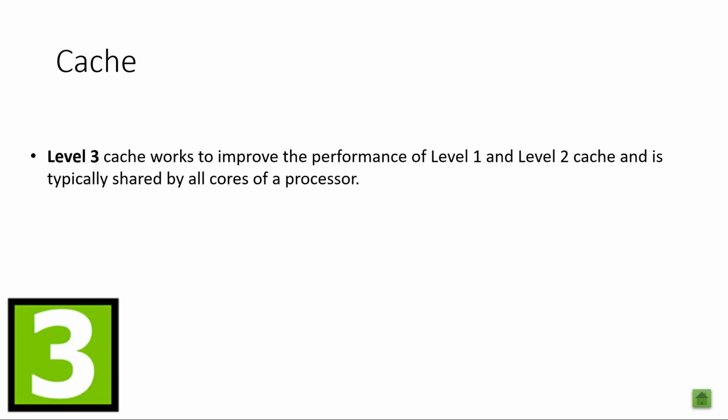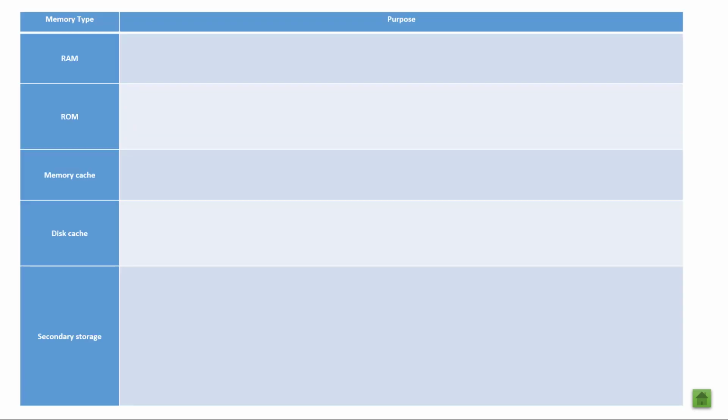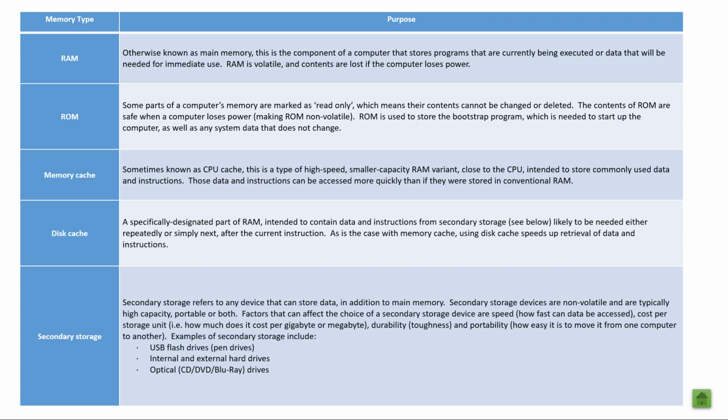Then you've got level 3 cache, which works to improve the performance of level 1 and level 2 cache, and it's normally the highest capacity cache memory, but it does have a slower transfer rate than level 1 and level 2, but it's faster than random access memory. Okay, so there you've got a summary of the different parts that we use in our fetch, decode, execute cycle and across our wider computer.